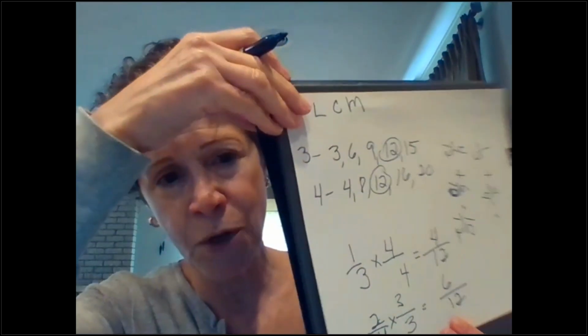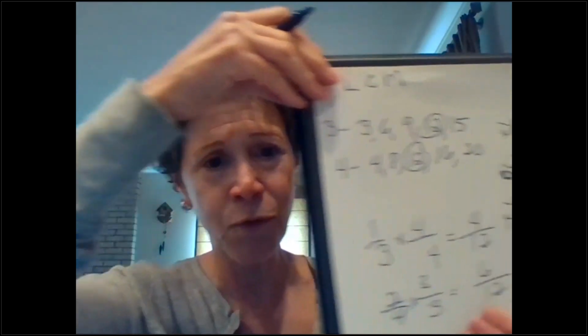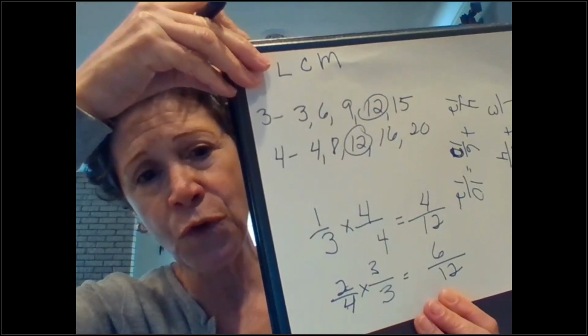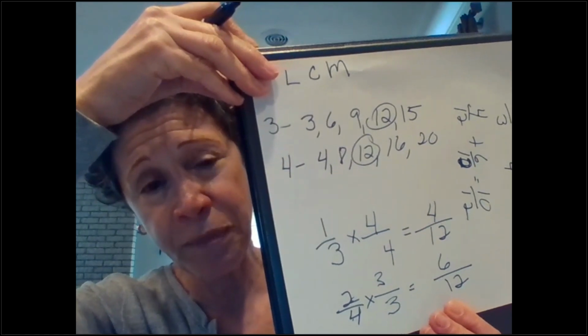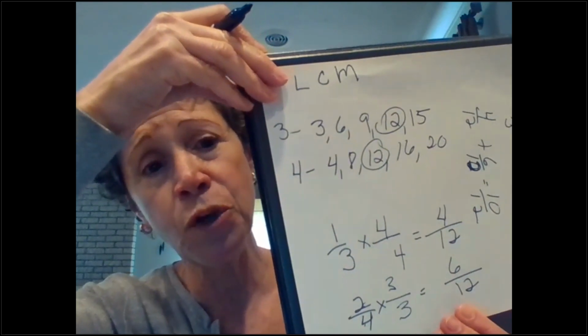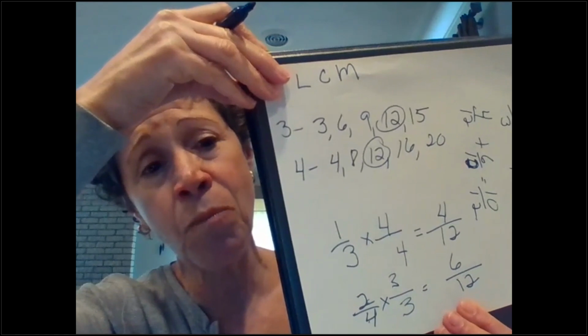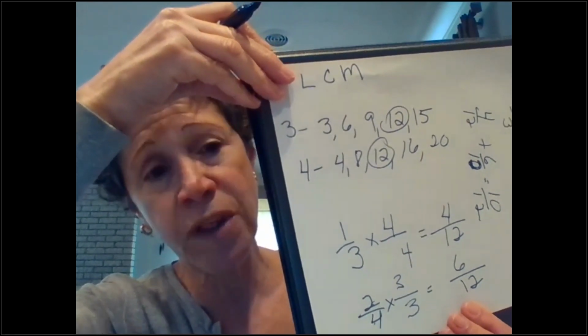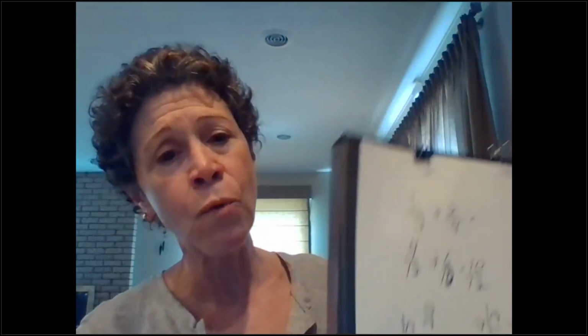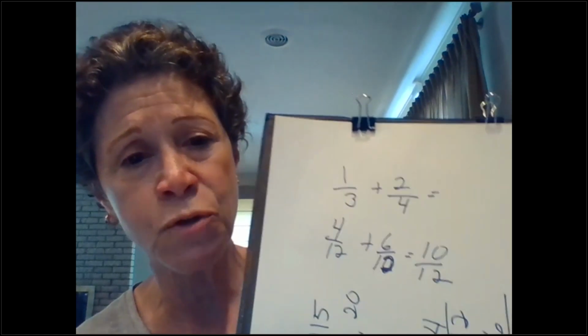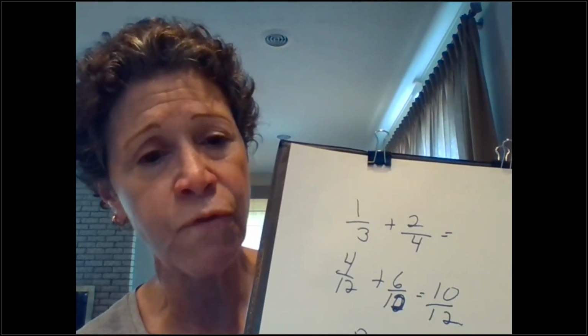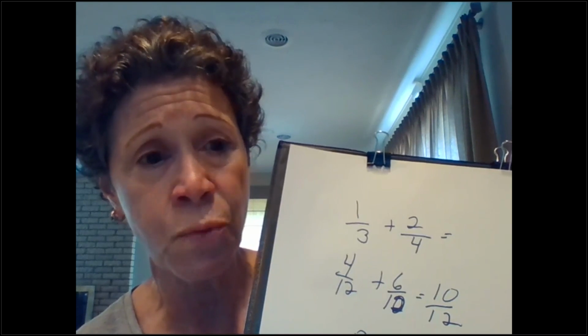We gave them a bigger name. 1/3 became 4/12, and 2/4 became 6/12, right? And we used least common multiple to figure that out. Now what happens is we have 10/12. We added 4/12 and 6/12, and we got 10/12.